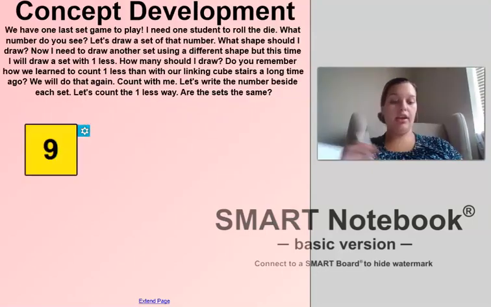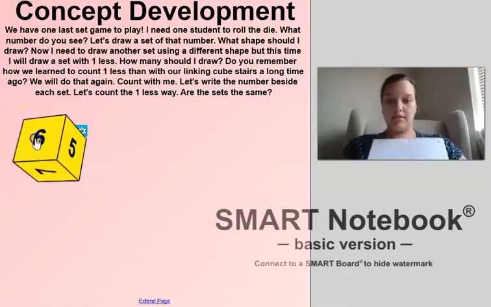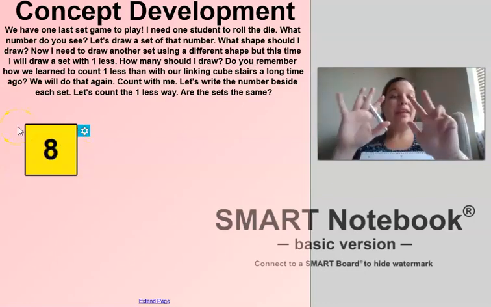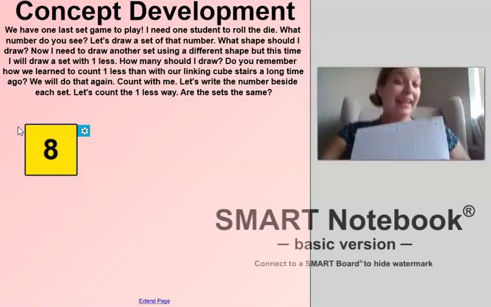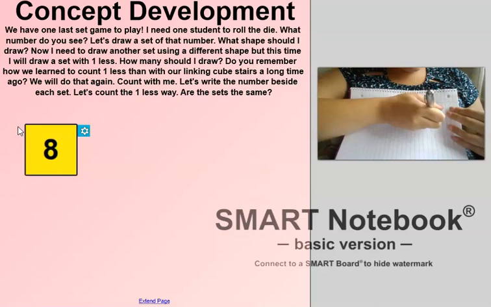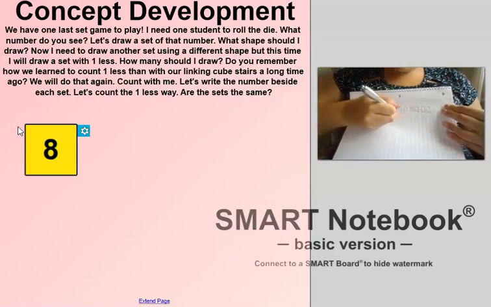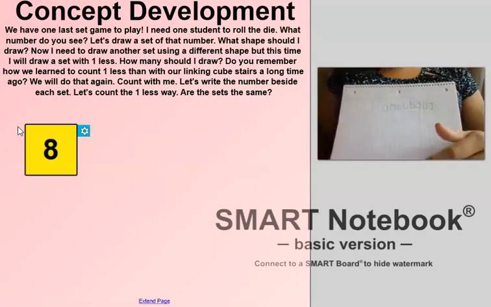Okay, so just like yesterday, we are going to roll our dice and we are going to draw some objects. What number is this? 8. I have 8 fingers. I want you to draw me 8 squares. 1, 2, 3, 4, 5, 6, 7, 8. I have 8 squares. Now, put up 8 fingers again for me.